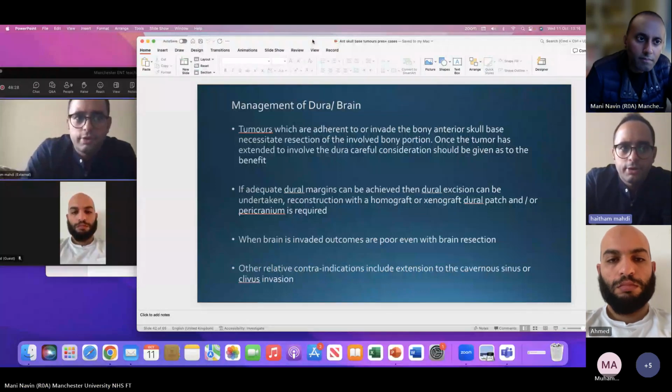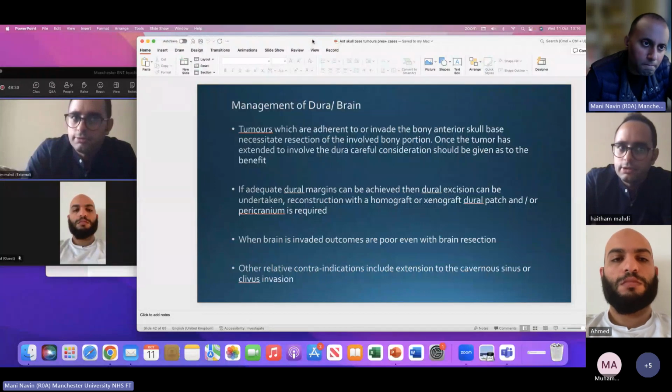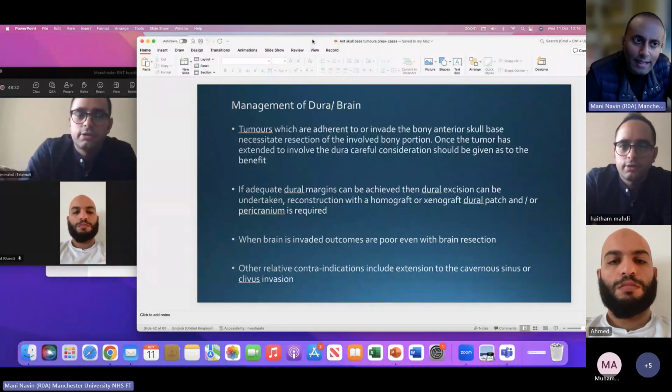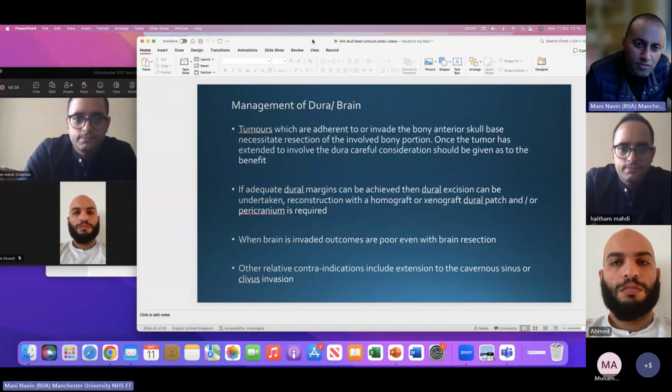How would you know that? On an MRI scan? Yeah, MR. Okay. Significant cavernous sinus involvement, or clivus involvement, also means the tumor is not resectable.